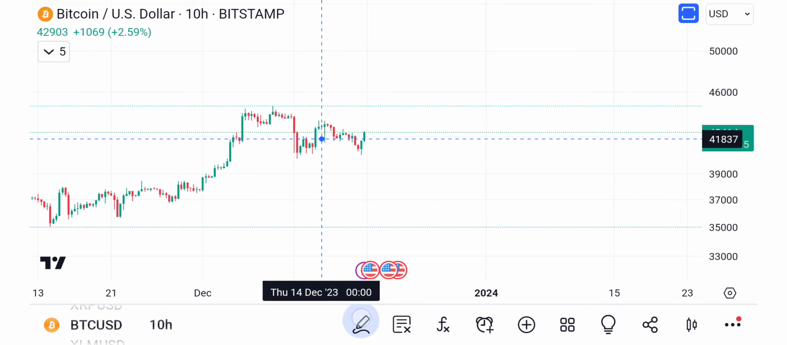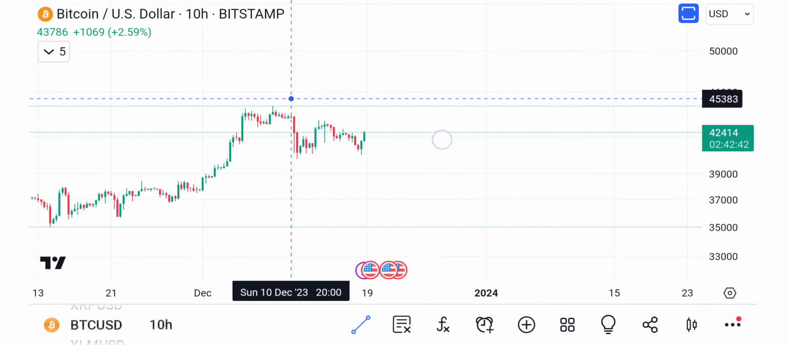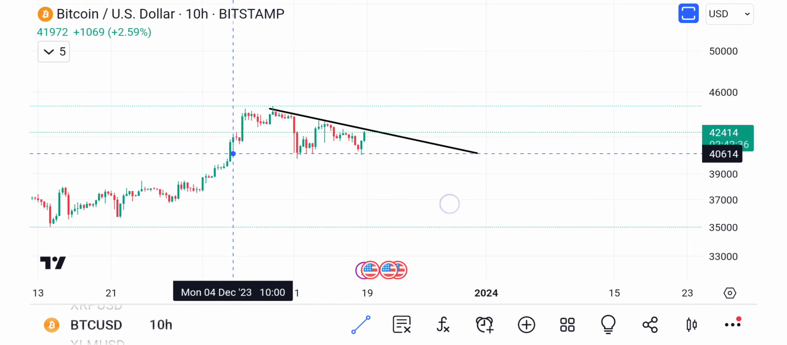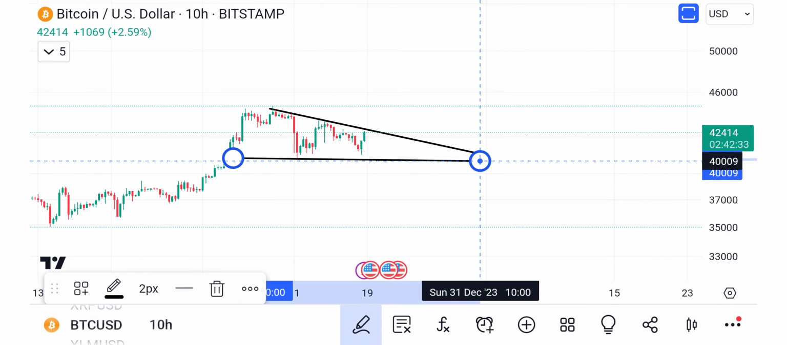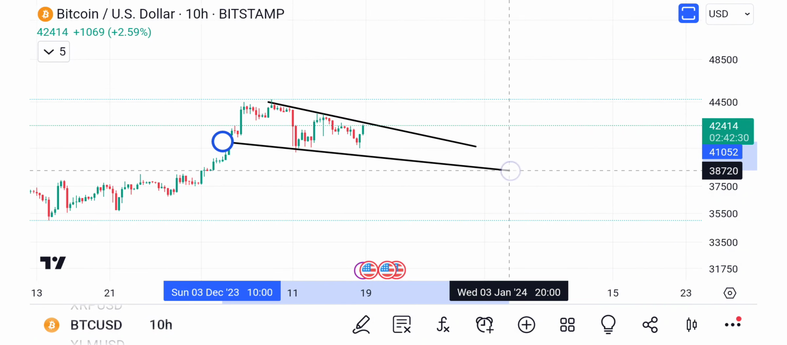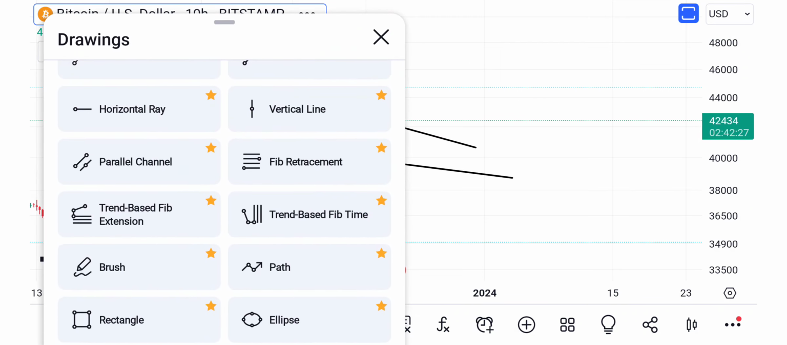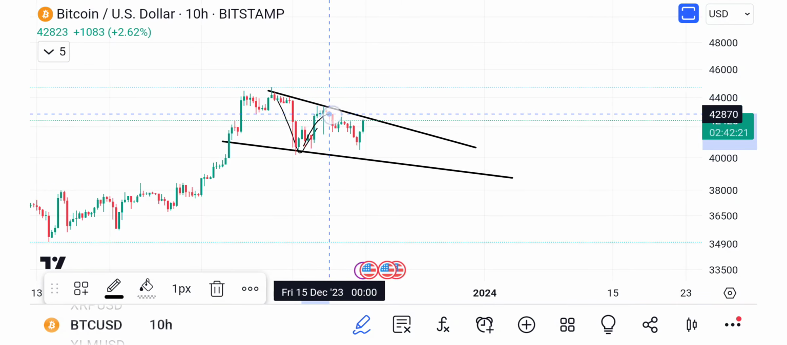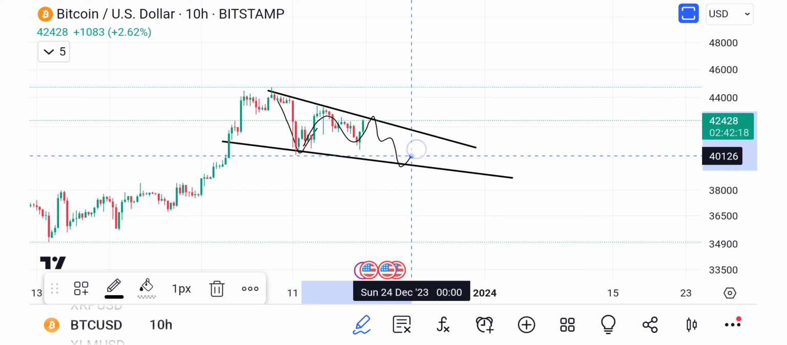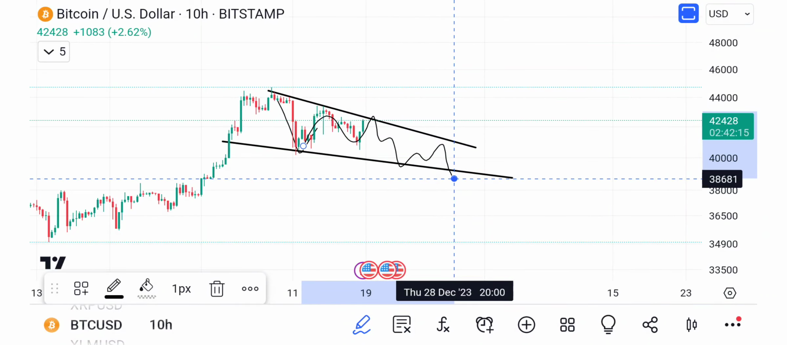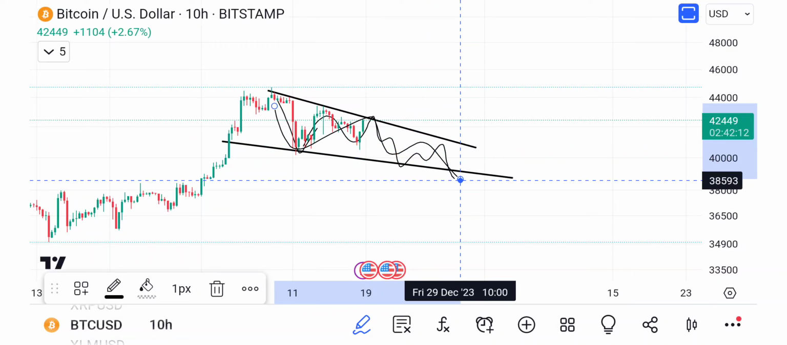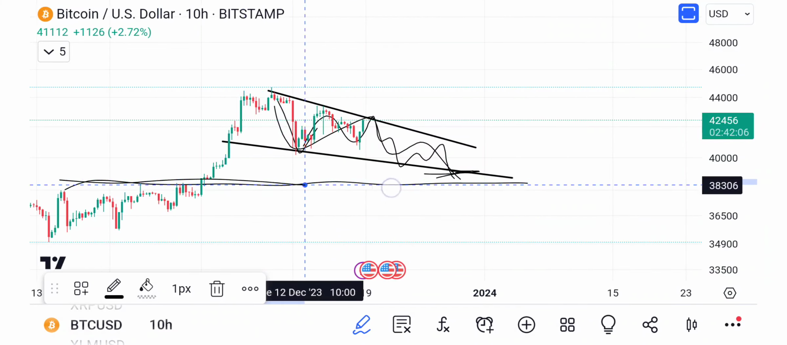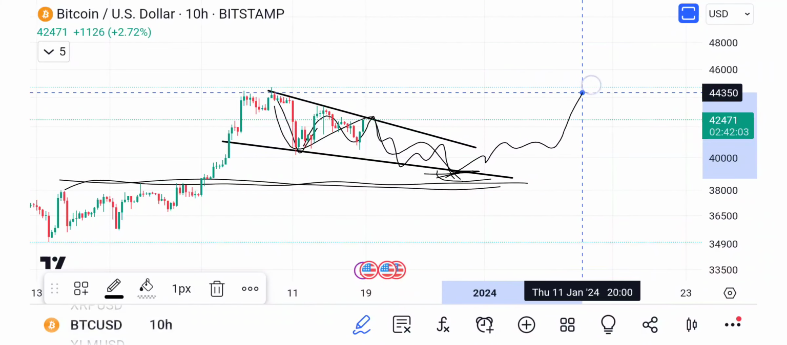Well, let me draw it better. You have something like this, right? Where you're just kind of, oh, that was horrible. Something like that where you're falling, right? 1, 2, 3, 4, 5, something like that. 1, 2, 3, 4, 5. Sort of, and then also coming down to potentially backtest this area, right? And then we start moving our way up.